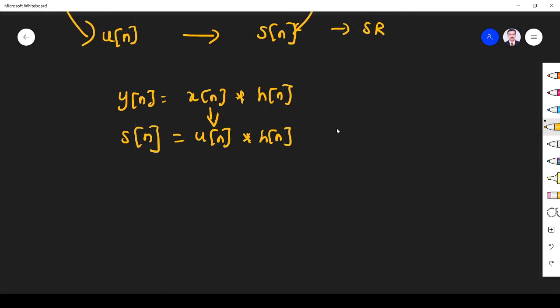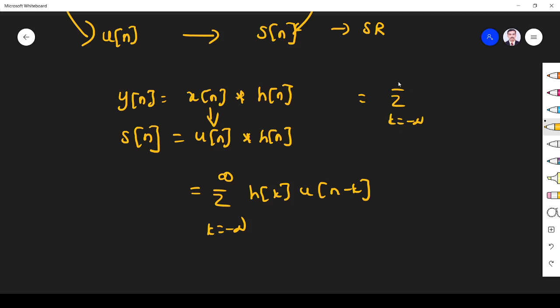Okay, so this I can write as summation k goes from minus infinity to plus infinity of h of k u of n minus k. The convolution equation that we know, we simply write x of n star h of n as summation k from minus infinity to plus infinity x of k h of n minus k. The same logic, but I used the commutative property. So this is like h of k x of n minus k. Instead of x, in step response we have u. So this is our s of n.